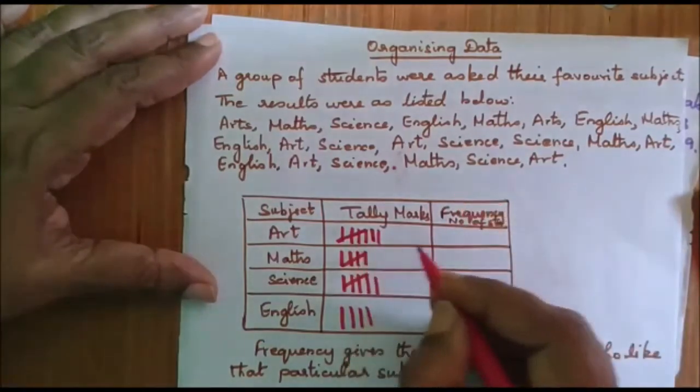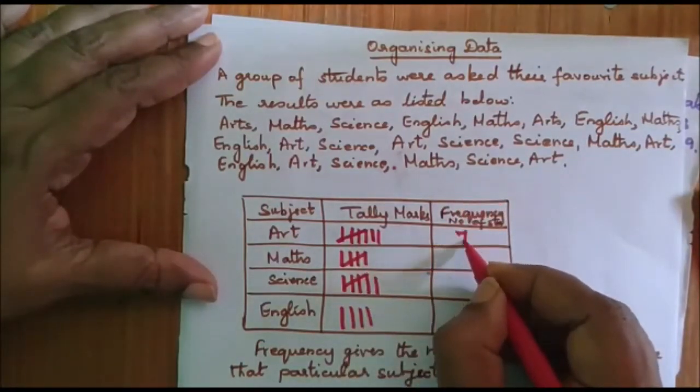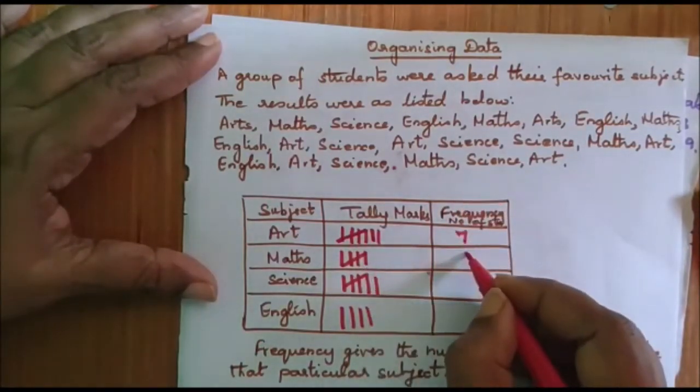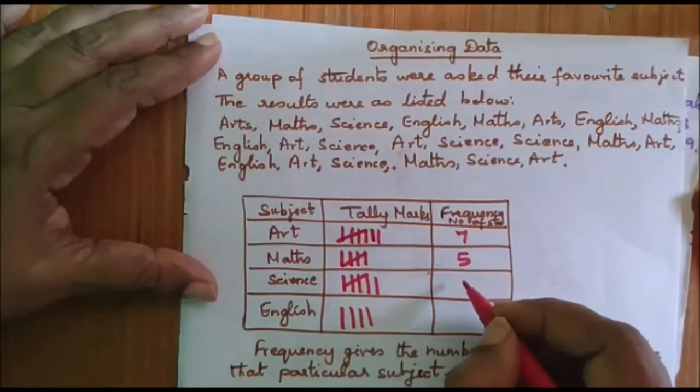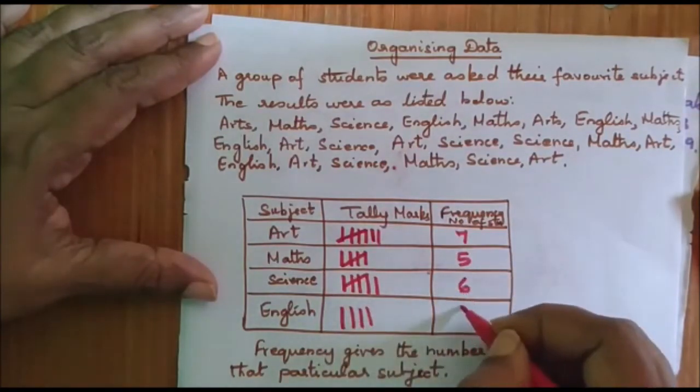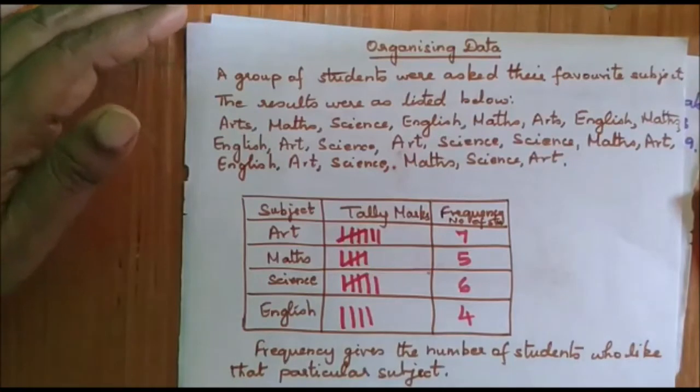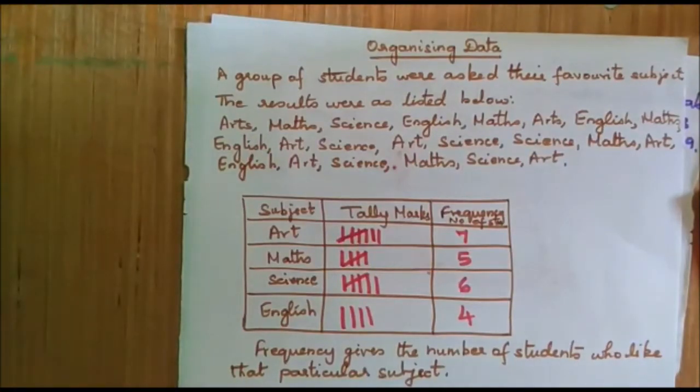So what is the frequency? Under art there are 7, and under maths it is 5, and under science there are 6, and under English it is 4. So this is how we organize the data. Now looking at this data, we can tell which subject students like the most. Art is the subject students like the most. And which is the subject students like the least? English is the subject students like the least.